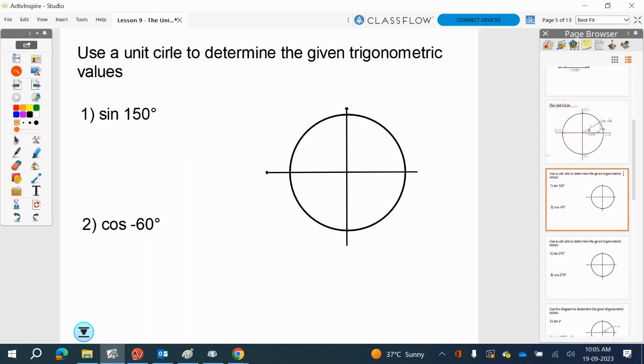Sorry, do we know which one's in which quadrant? No. Okay. So 1, 2, 3, 4. These are what we call the quadrants.